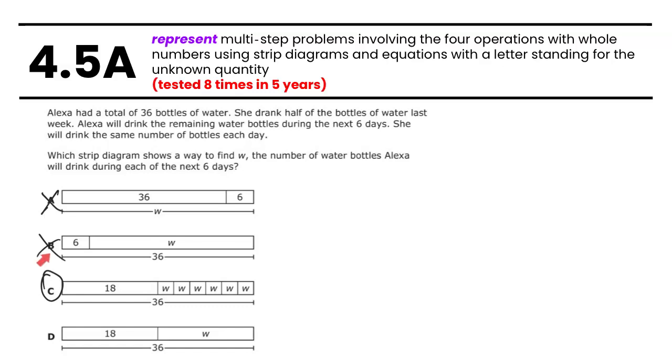Then we could say here for B, again, this is not separated into 2 equal halves. And then that D does not account for the fact that she will drink the remaining water bottles during the next 6 days, and that we want to know how many she is drinking in each of those days.